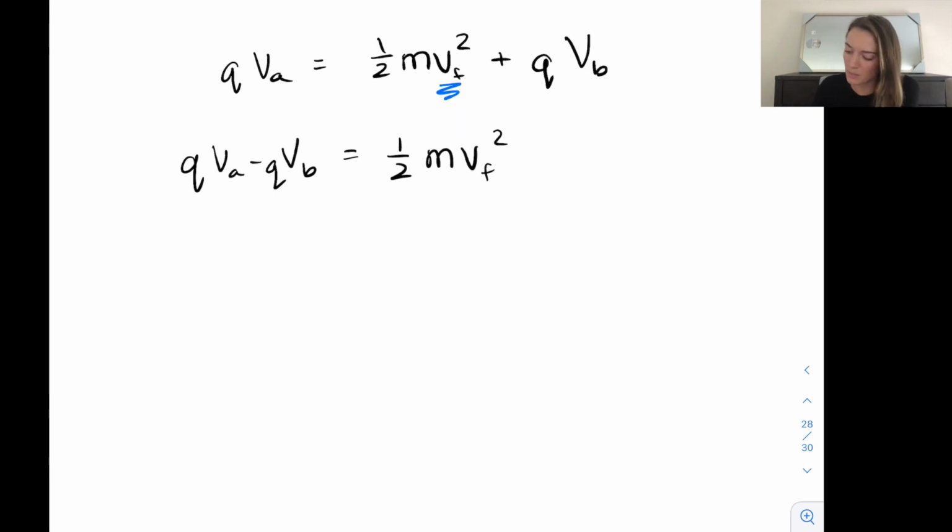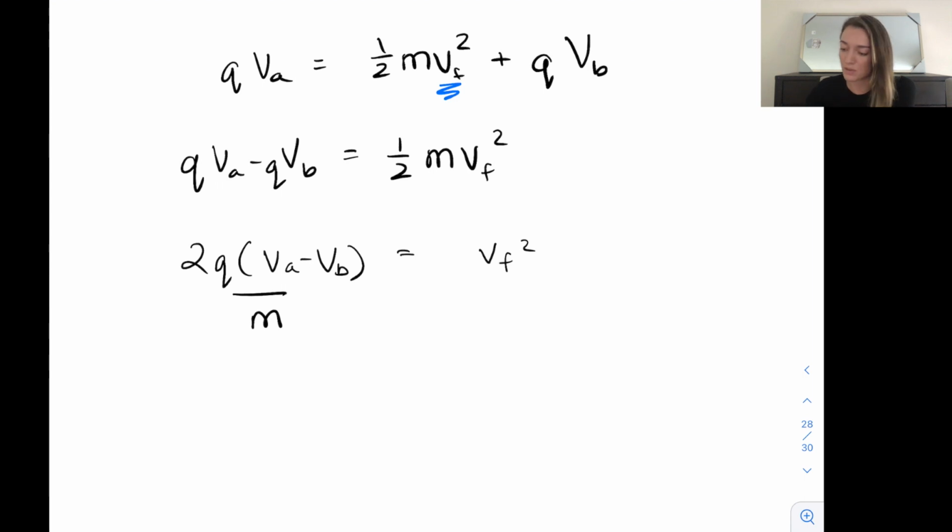I'll multiply both sides by 2, so I get 2 times Q. I can factor out my Q as well. 2Q times VA minus VB is equal to the mass times the velocity squared. I can divide both sides by my mass.